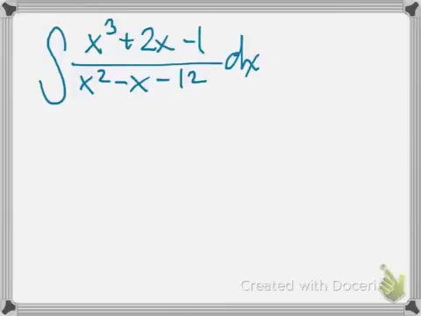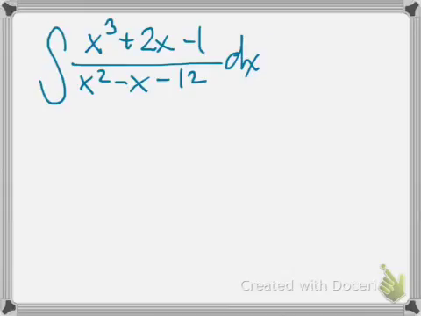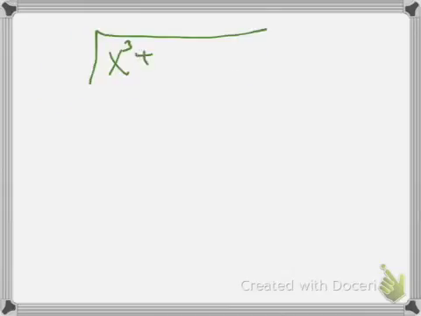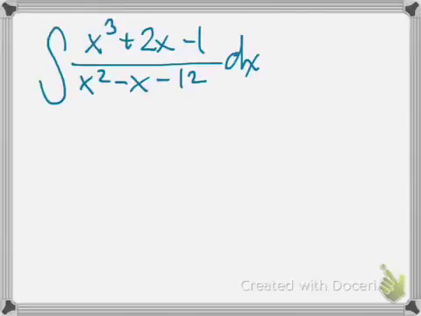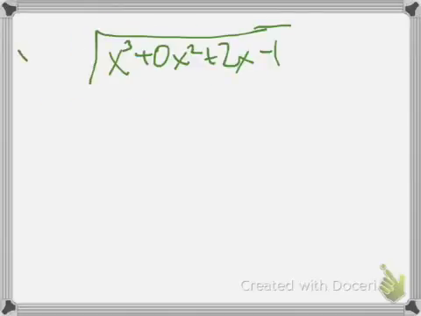So let's get a new screen here, and we're dividing x cubed plus 2x minus 1. I have 0x squared, so I'm going to put that in here. Plus 2x. I think it was minus 1. Let's go check. Yeah, minus 1. And then we have x squared minus x minus 12.